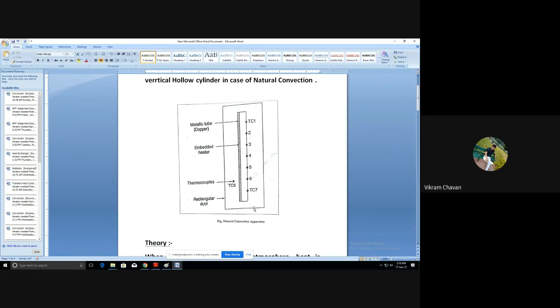and at the bottom side for the movement of air. For the movement of air due to natural convection, what is happening? The fluid near to this particular tube will get heated. The air which is present near to this vertical hollow cylinder will get heated, and that will move in an upward direction. So for the movement of air, we should open up this top side.